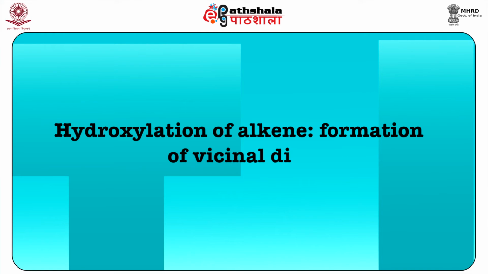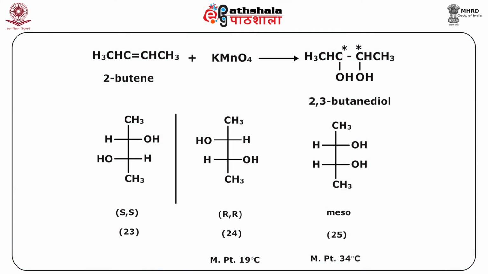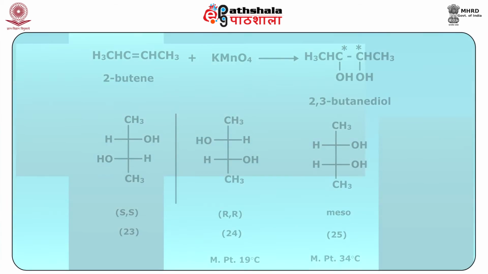Hydroxylation of alkenes, formation of vicinal diol. Hydroxylation of alkenes is stereoselective as well as stereospecific. Several methods of hydroxylation of olefins are available, giving 1,2-glycols. Oxidation with either osmium tetroxide (osmylation), potassium permanganate, or maleic acid furnishes a syn-glycol.